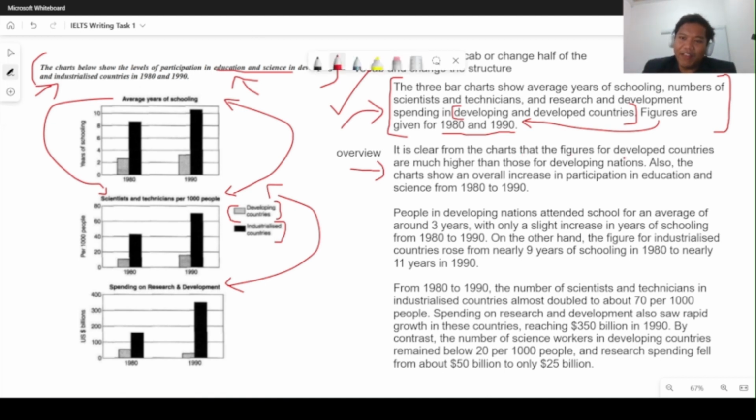It's clear from the charts that the figures for developed countries are much higher, right? And take a look at the way this person described it, the figures. This is something that you should also practice, right? There are a lot of diction for IELTS Writing Task 1 where you can immediately identify and memorize a lot of the synonyms. Like figures, data, numbers, increase, decrease, the highest, the lowest, fluctuations or fluctuating. Those are the set of words that you usually have a list of. So this is very nice, by the way. It is clear from the charts that the figures for developed countries are much higher than those for developing nations.